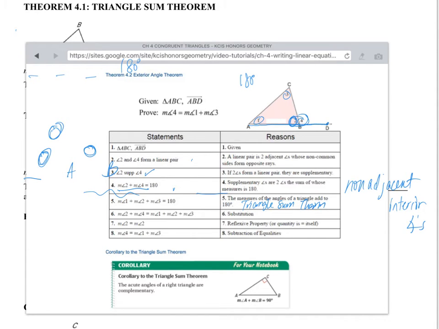And then I can substitute step 4 and step 5 and say that measure angle 2 plus measure angle 4 is equal to the sum of angles 1, 2, and 3. And by the reflexive property, I can say angle 2 is equal to measure angle 2. Now this is an extra step. You can choose to show it or not show it. And then lastly, by subtraction, I could cancel out the 2 and state that measure angle 4 is equal to the sum of measure angle 1 and measure angle 3, which was what we were trying to prove, the exterior angle theorem.